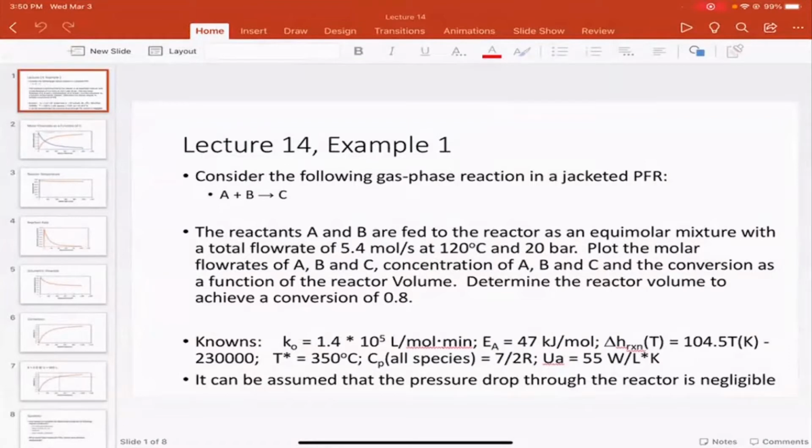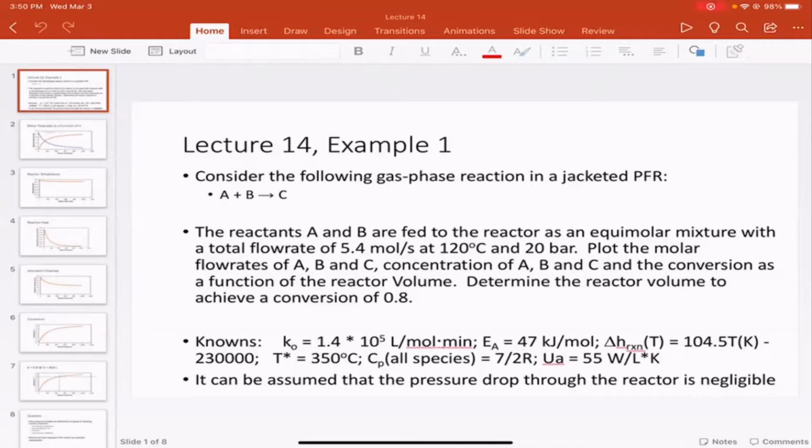We're going to consider the gas phase reaction A plus B goes to C in a jacketed PFR. We know that A and B are fed to the reactor as an equal molar mixture with a total flow rate of 5.4 moles per second at 120 degrees C and 20 bar. We're going to plot the molar flow rates of A, B, and C, as well as the concentration of A, B, and C, and the conversion as a function of the reactor volume. And we're going to determine the reactor volume to achieve a conversion of 0.8.